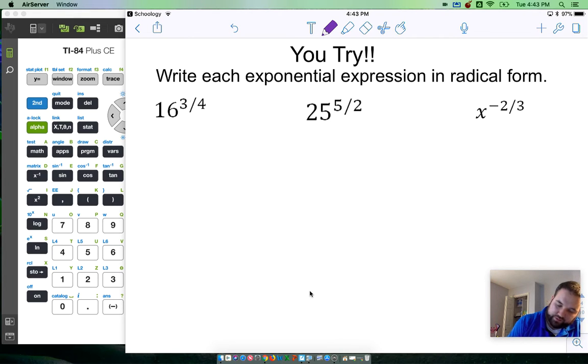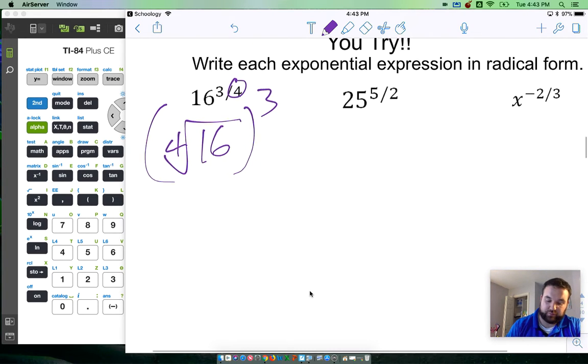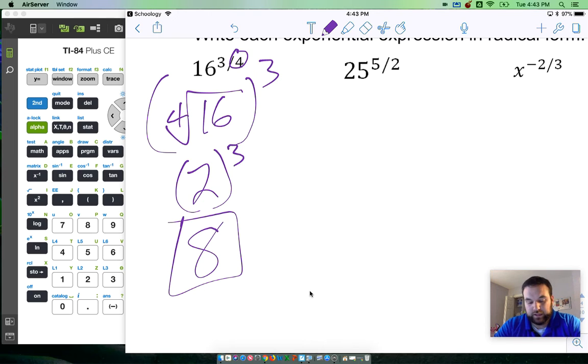And in order to do this, we're going to, again, focus on that 4. That's going to become my index, the 4th root of 16. Again, you can either put the third power right next to the 16. I'm going to do it like this instead. So I'm going to take the 4th root of 16 and then raise that to the third power. The 4th root of 16 is 2. So 2 cubed is 8. Easy as that. Again, you could type it in the calculator, but we want to see where the stuff is coming from and why it is what it is.